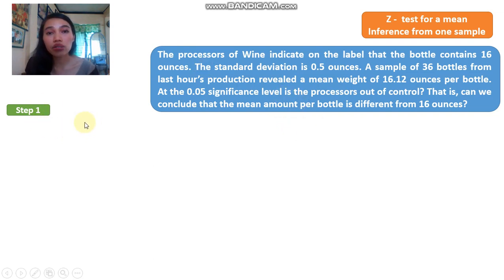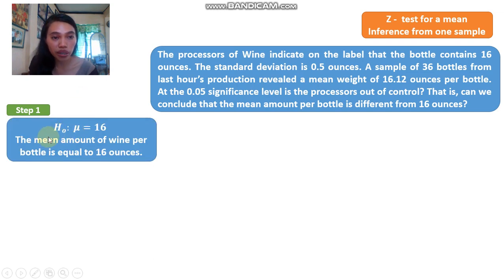Step 1 is you need to identify the null hypothesis and the alternative hypothesis. The null hypothesis of this problem is presented as H sub 0: mu equals 16. The mean amount of wine per bottle is equal to 16.